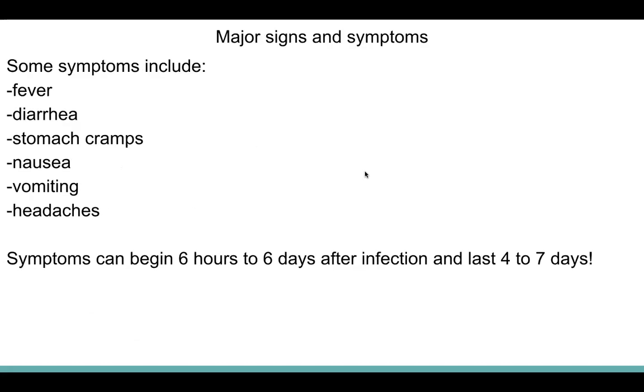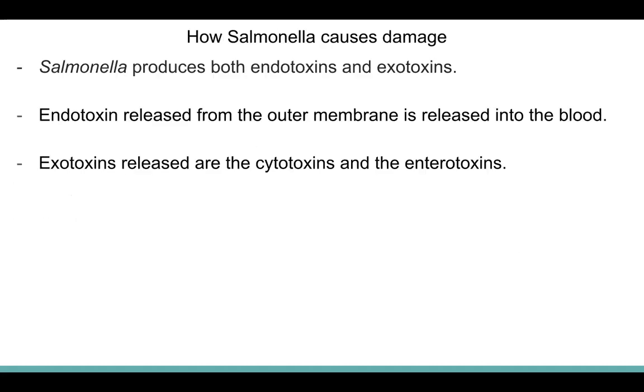Some major signs and symptoms, I think everyone is familiar with acquiring some type of food poisoning: fever, diarrhea, stomach cramps, nausea, vomiting, headaches. For salmonella, symptoms can begin 6 hours to 6 days after infection and last all the way up to 7 days. So not a very fun week.